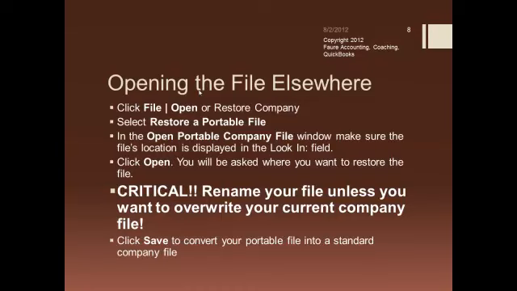This following piece is absolutely critical. Rename your file. Unless you want to override your current company file, which you probably don't, not without saving a backup of it. You can add a date or some other identifying information to the portable company file when you save it, like a version number, so you can distinguish between the portable company file and your regular company file. When you click Save, QuickBooks will convert your portable file to a standard company file with a QBW extension.